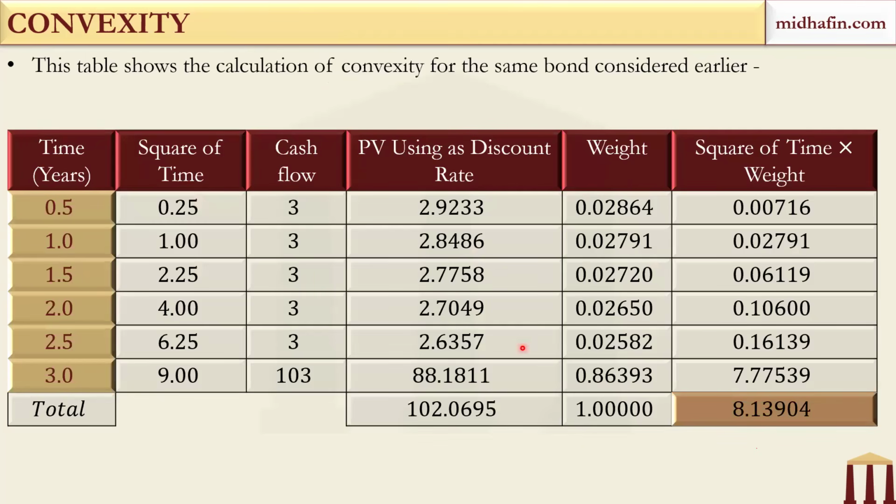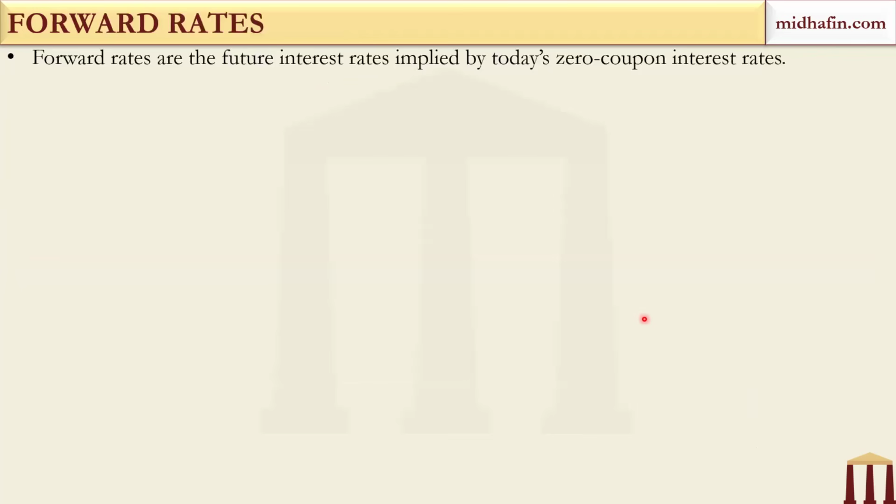Now, this is a slide where we just have shown the same calculation of convexity, but I highly doubt that calculation of convexity will be asked in the exam, because it will take too much time. So square of time multiplied by weight, basically, and this is the convexity, 8.13904. Okay. Now let us come to forward rates.